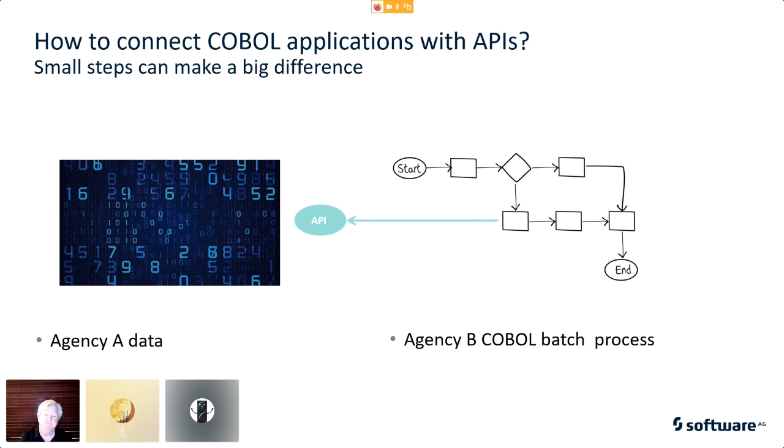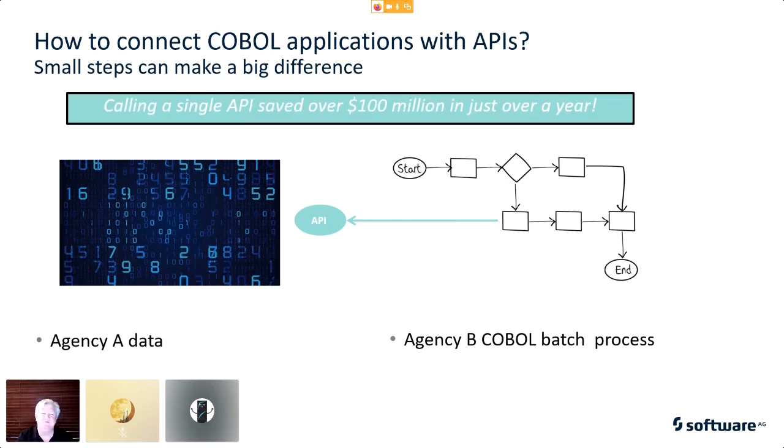And that simple API, one simple API in your COBOL process, saved that state over $100 million in preventing fraudulent unemployment claims in just over a year. And since it was a state agency, I'm sure that programmer got a very nice certificate in appreciation for what they did. But again, just a simple small change made a huge impact.